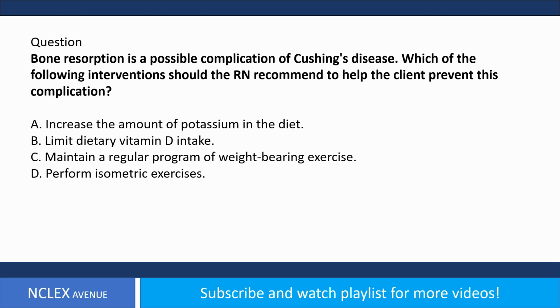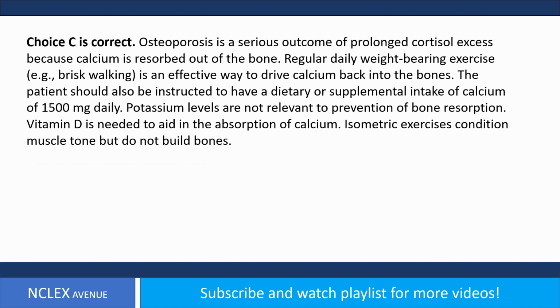A. Increase the amount of potassium in the diet. B. Limit dietary vitamin D intake. C. Maintain a regular program of weight-bearing exercise. D. Perform isometric exercises. Answer. Choice C is correct. Explanation.